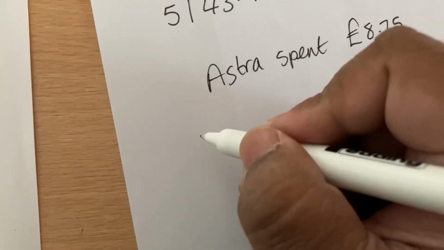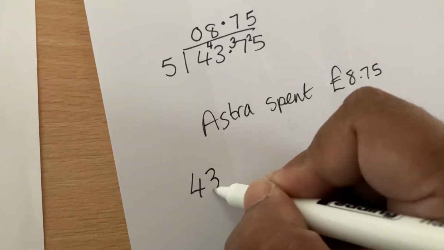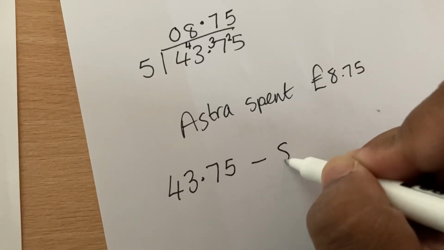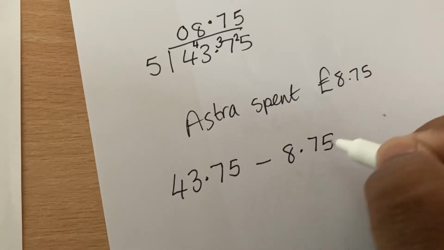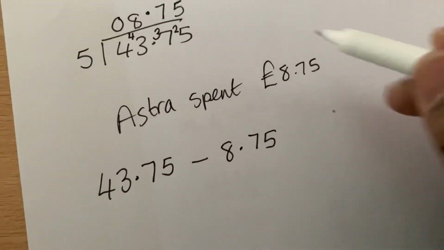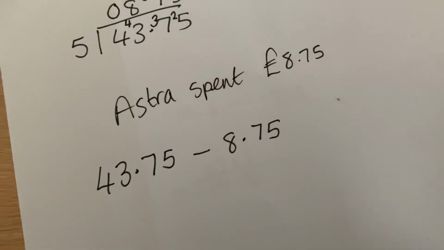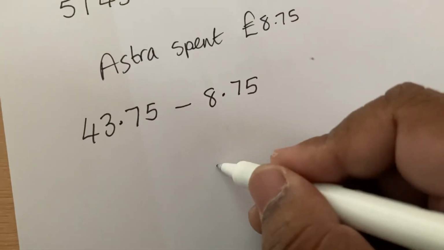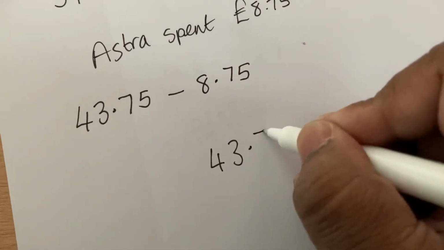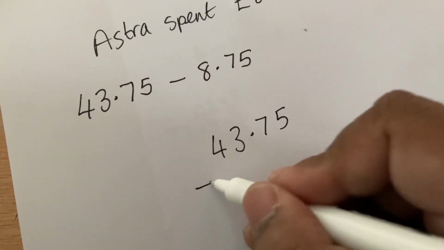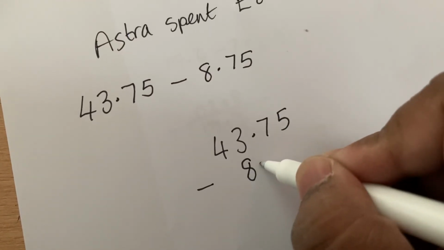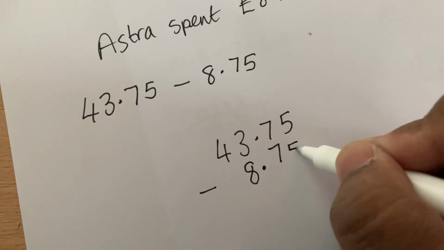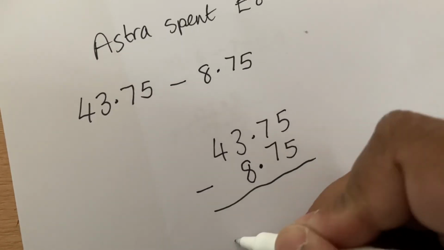So it would be 43.75, take away 8.75, because she spent that amount, so you have to take it away. She's given it away to the shopkeeper. That has been spent. So we need to do a column subtraction. So you can see this is a 2-step problem. Take away and make sure your numbers are in the correct columns. The decimal point never moves. The decimal point always goes in the same place.